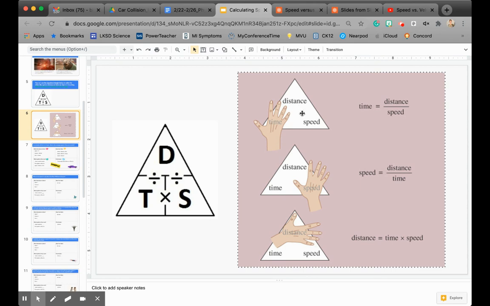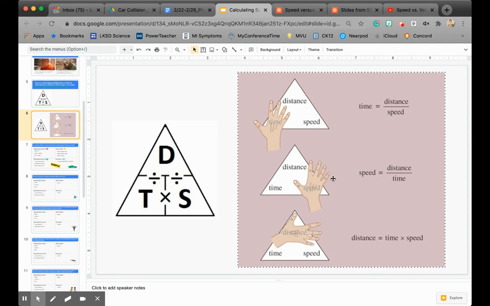Let's say we're trying to solve a problem that requires us to figure out how much time an object has been in motion. I'm going to cover my hand over the time variable, and that leaves distance and speed. So what is the final equation? Remember that middle line there represents divide. So my final equation: time equals distance divided by speed.